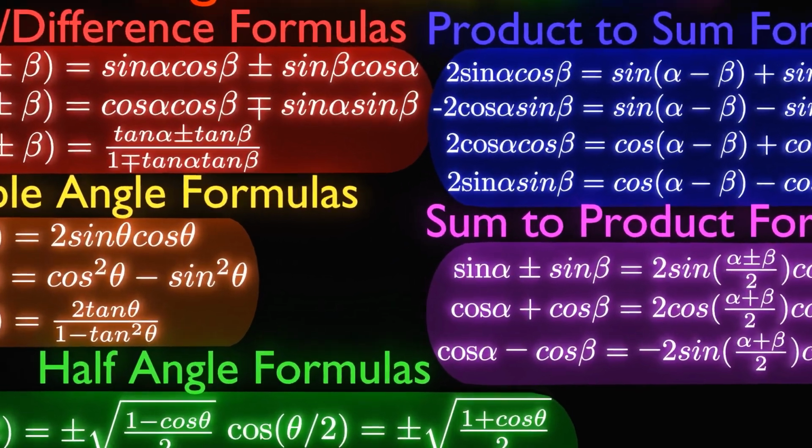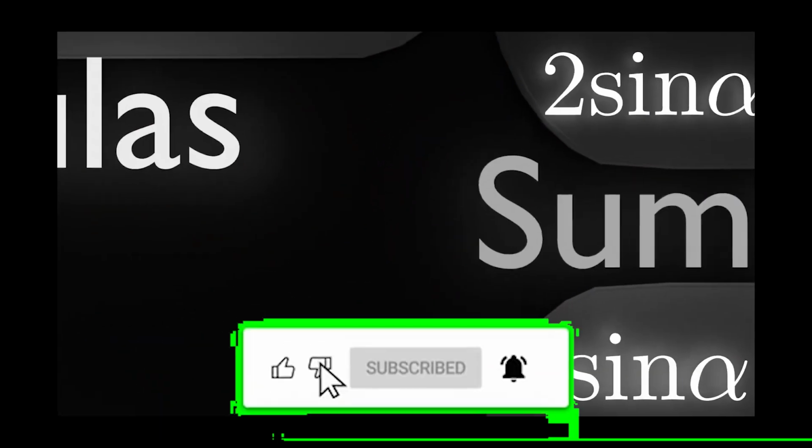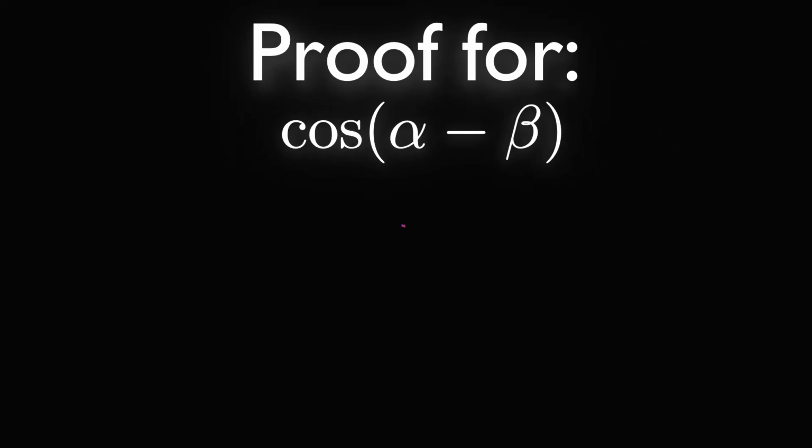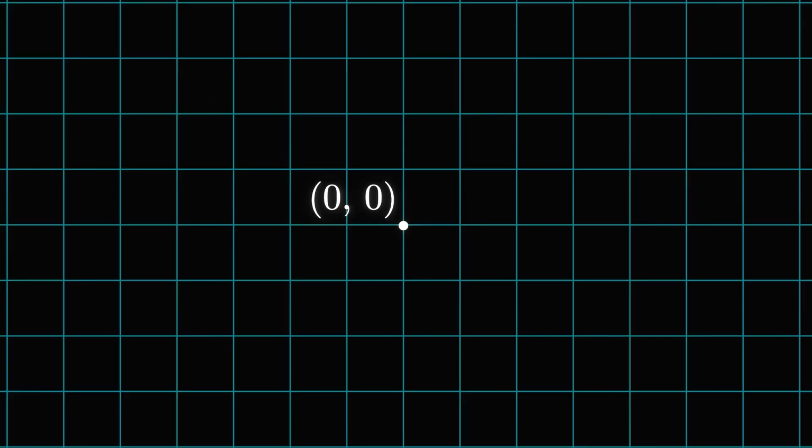So if that makes you sick to your stomach, then, so let's start off with the first one, the difference angle identity for the cosine. And you might think it's really weird to start with this, but I just really like this proof, and also it doesn't really matter which one we start with. Before we explain it though, we need to go over one thing.